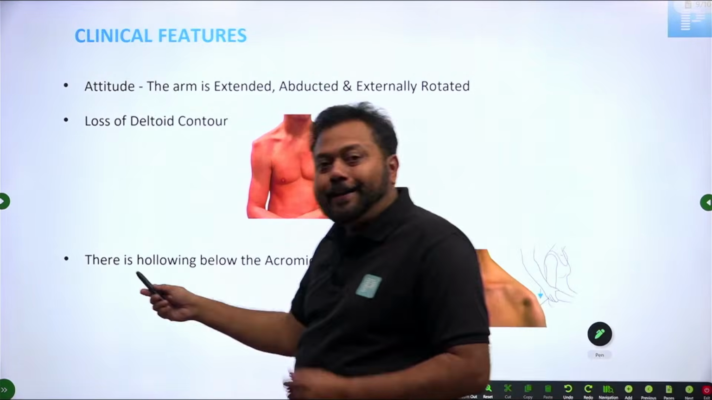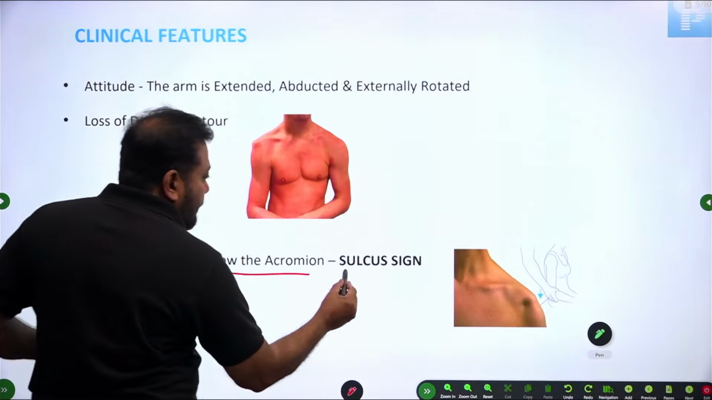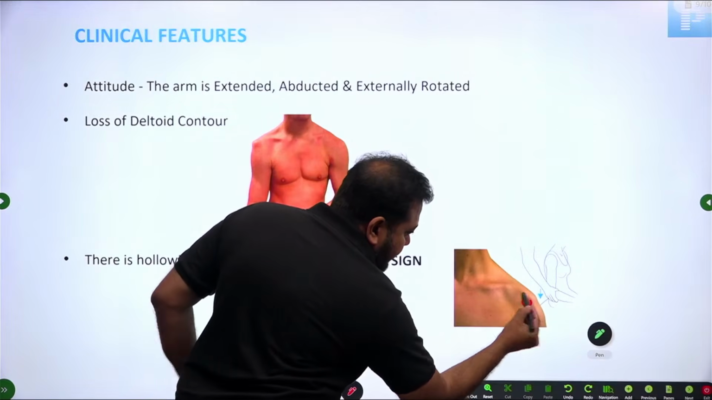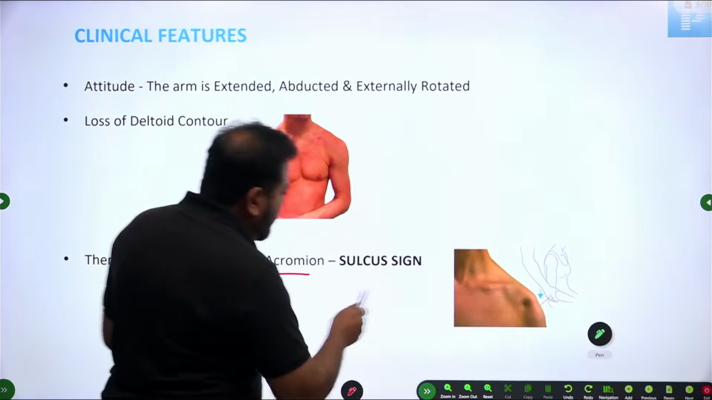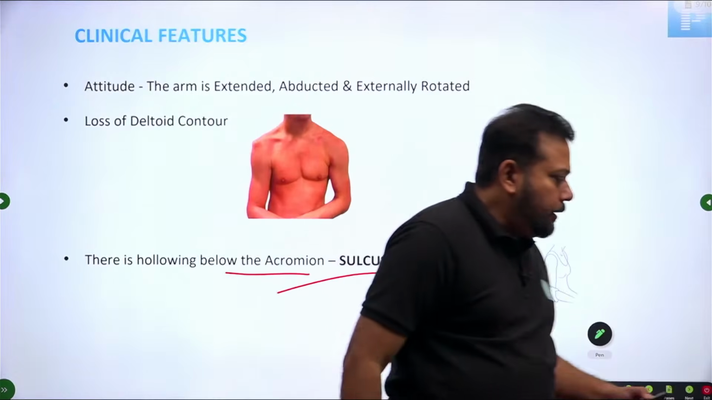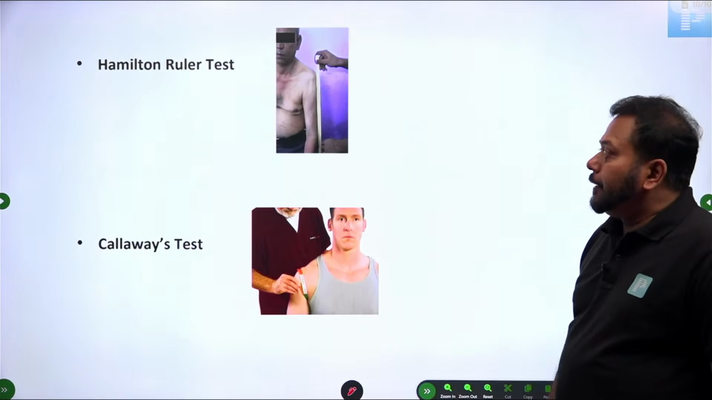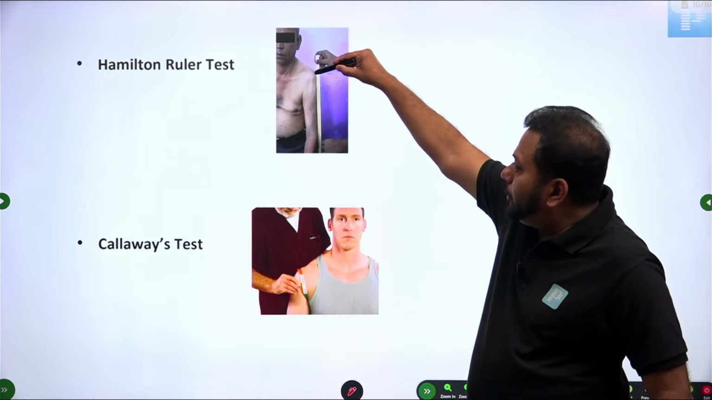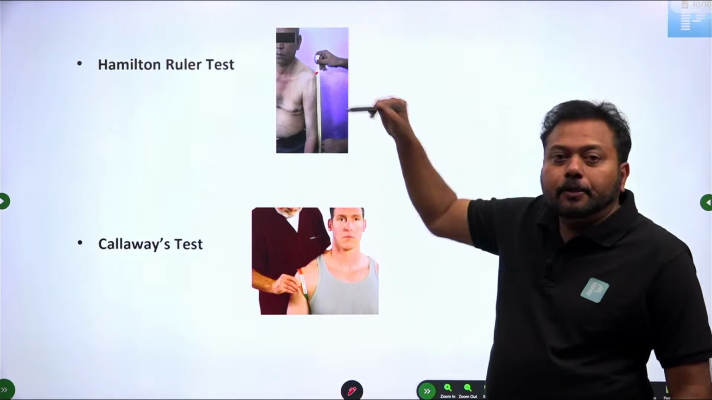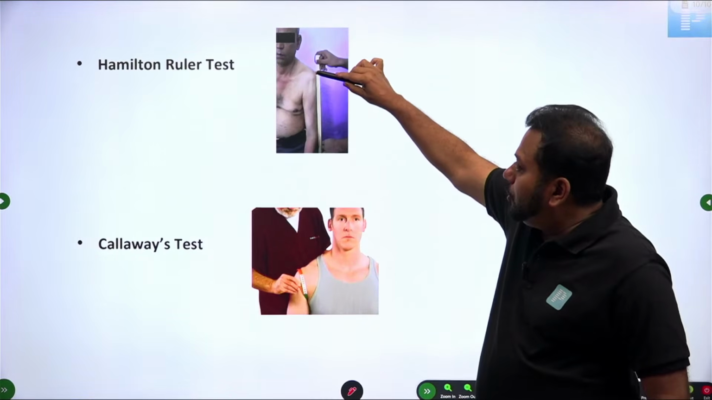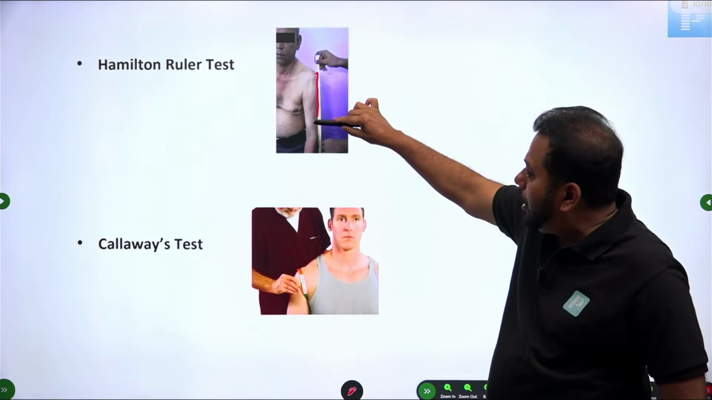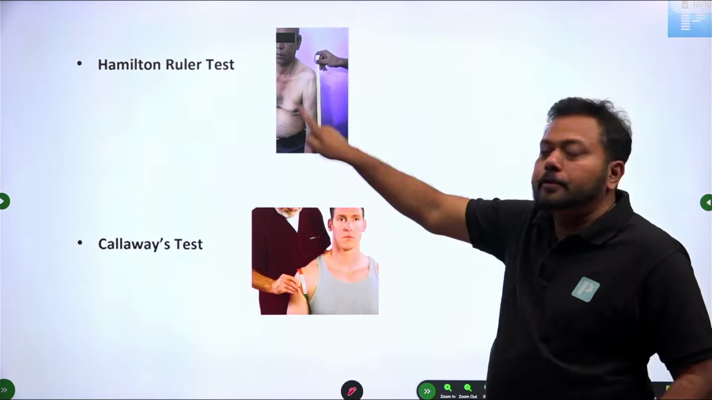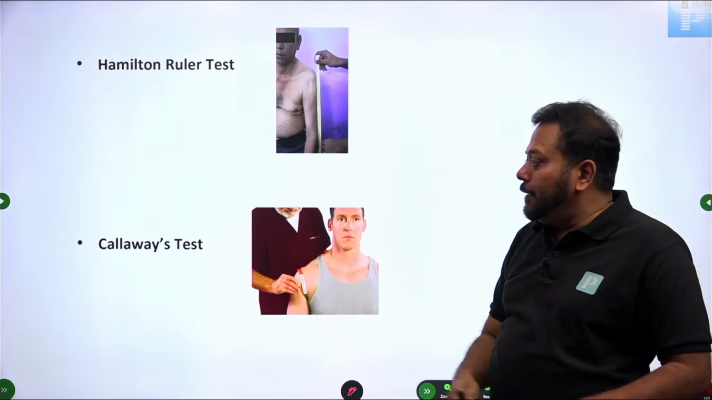Number two, there is hollowing below the acromion. Here below the acromion, I am able to see a dimple, a hollow. This is called the sulcus sign. Then Hamilton ruler's test: take a ruler and keep it over the acromion. Since the deltoid contour is lost, the ruler lies flush with the skin from the acromion all the way to the lateral epicondyle. This is called Hamilton ruler's test.